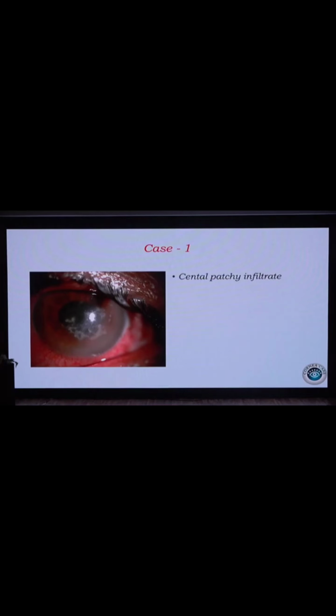So in this case, as you can see, most of the infiltrate is central. It's patchy. There are a few satellite lesions, and there were endoexudates. Sorry, I don't have the slit lamp picture, but there were some lesions which were on the endothelium only.